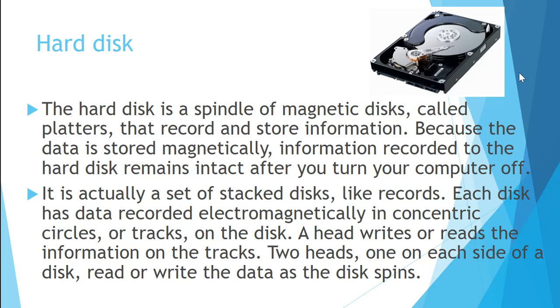How does a hard disk look? A hard disk is actually a spindle of magnetic disks. They are all records, called platters, which are kept one over the other. You can see this is the platter and there are many platters kept one over the other. This is the read and write head, and there is one on the top as well as on the back side of the record. All the data on the record is written electromagnetically in concentric circles or tracks.